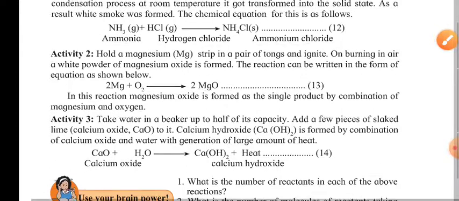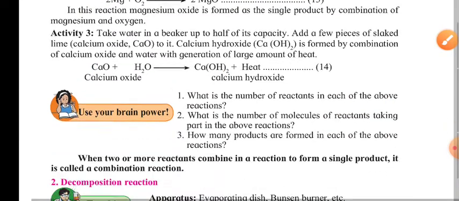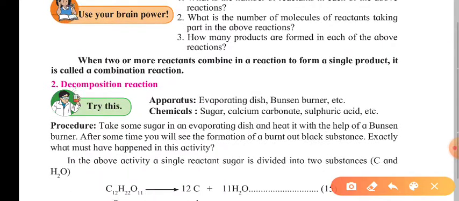Another example they have given is magnesium and oxygen. If I'm burning magnesium, it combines with the oxygen and forms magnesium oxide. In the same way, the next one is calcium oxide reacting with water and forming calcium hydroxide, and heat, that is energy, is generated. So these are the examples of the combination reaction. You can see the definition they have given: when two or more reactants combine in a reaction to form a single product, it is called a combination reaction.